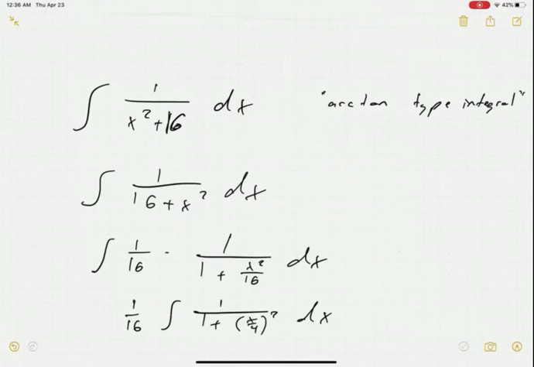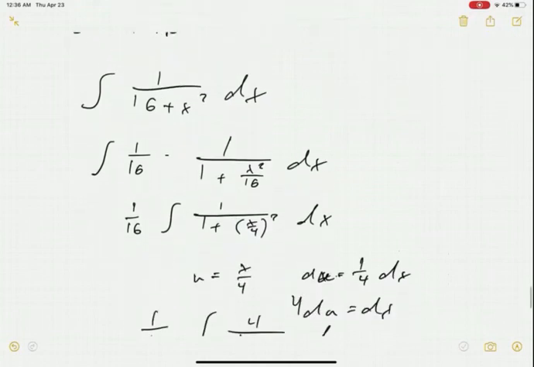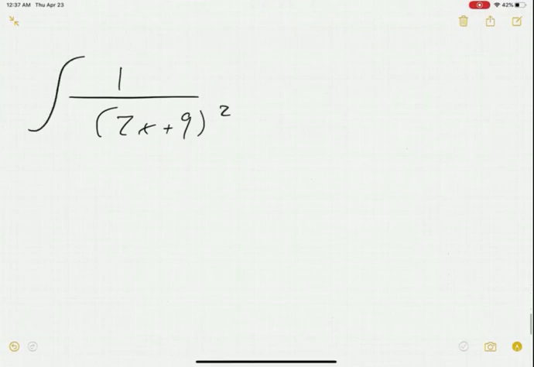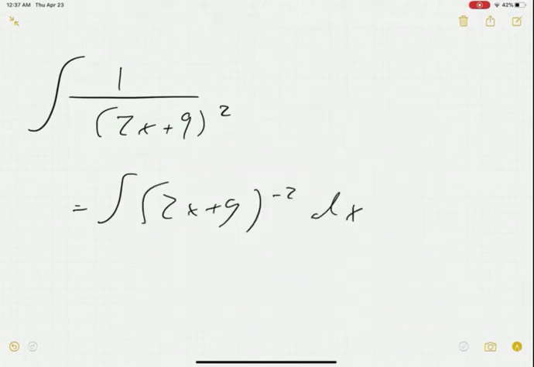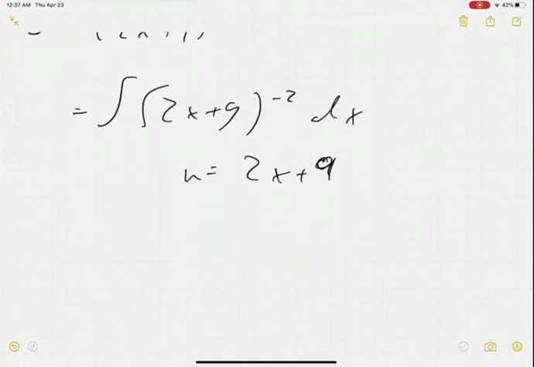Oh, and then let's see. The only other one I think we would see is an integral like this. Well, to do that, you just rewrite it as 2x plus 9 to the -2, and then do a u substitution. It's a simple u substitution integral. So if you can do those three types of integrals and know your four cases for partial fractions decompositions, I think you're in good shape.